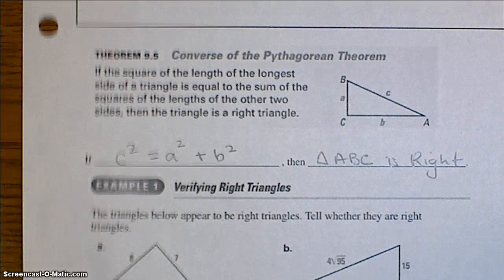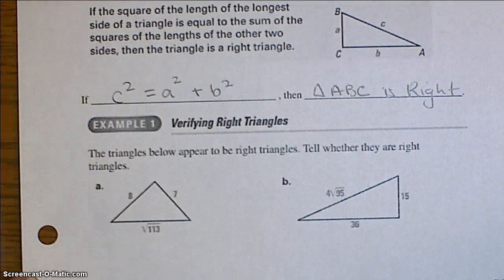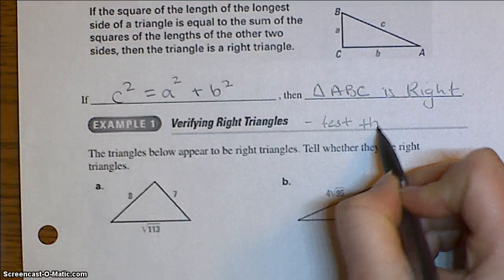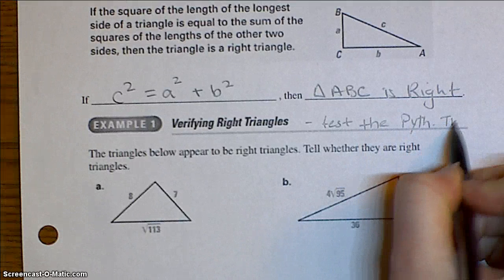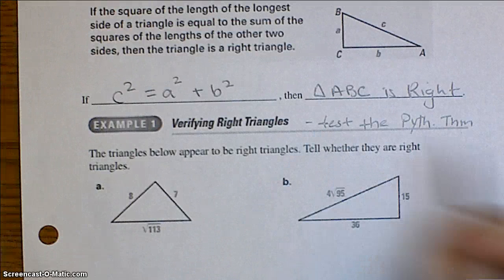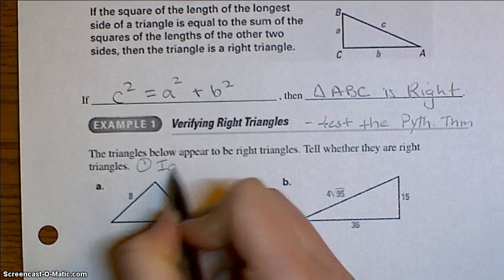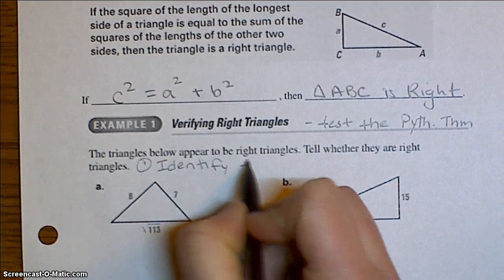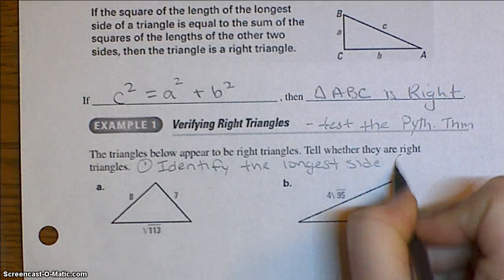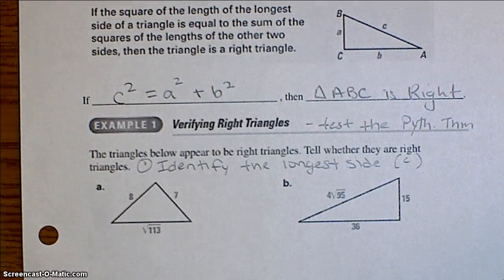Okay? Here are a few examples. These triangles down here look like they're right triangles, but we don't know for sure if they are because they don't have a right angle symbol. What you want to do is basically test the Pythagorean theorem. In order to test it, you need to first identify the longest side, and you know that longest side you're going to plug in for the value of C.